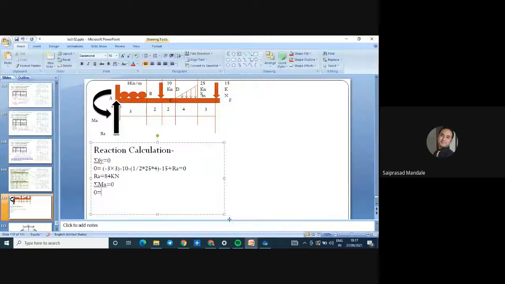Okay, look at the equation. This is anti-clockwise MA, so minus MA. This 3 kilonewton is moving in this direction, clockwise. So the equation becomes plus, in bracket, intensity of loading is 3 into 3, and it acts at a distance of 3 by 2. Then again plus. Can anybody tell me what is the next expression?